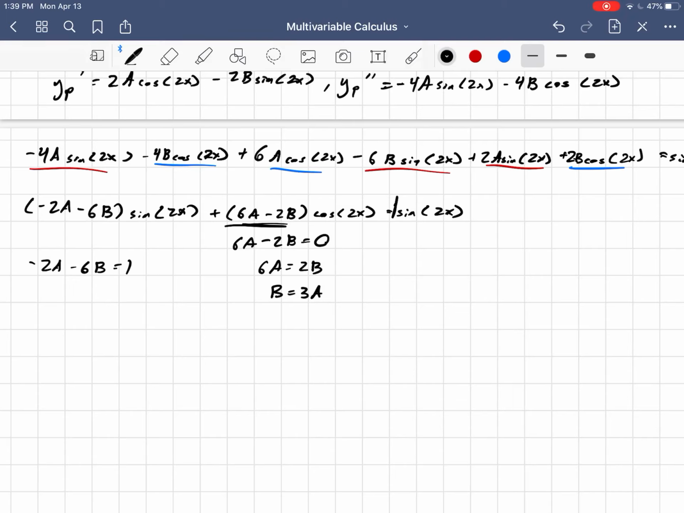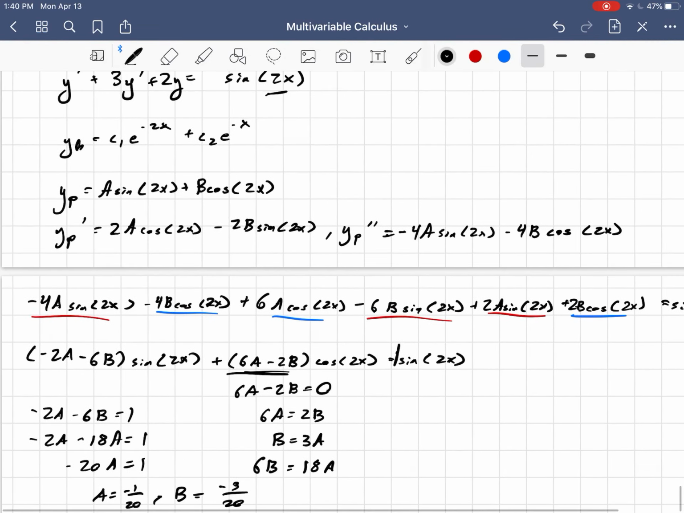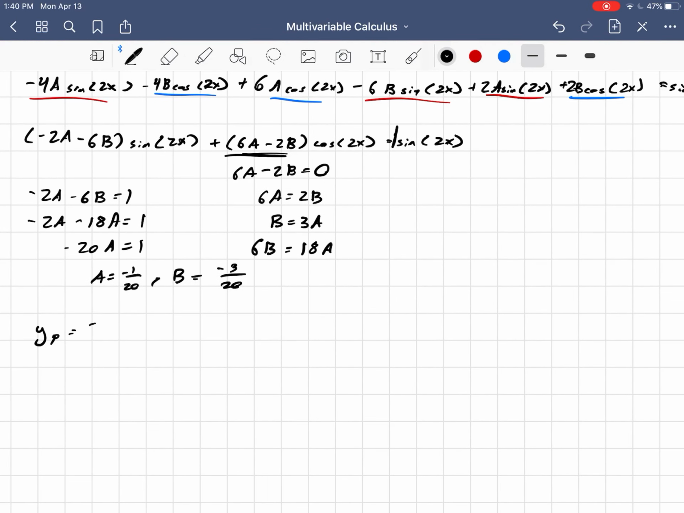And now I know that this negative 2a minus 6b needs to be equal to 1 because this is a 1 sine 2x. And the 6b I can replace with 18a. So negative 2a minus 18a is 1, or negative 20a is 1, or a is negative 1/20. And so if a is negative 1/20, then that means b is 3 times that, or negative 3/20.